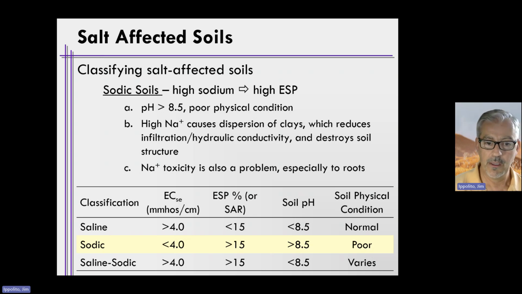So at the very bottom of this slide, I share with you the characteristics of a sodic soil. The electrical conductivity is relatively low, less than 4 millimoles per centimeter. So the amount of overall salt is relatively low, but the exchangeable sodium percentage is high. It's greater than 15, and the pH is high. It's greater than 8.5, and the physical condition is just poor.